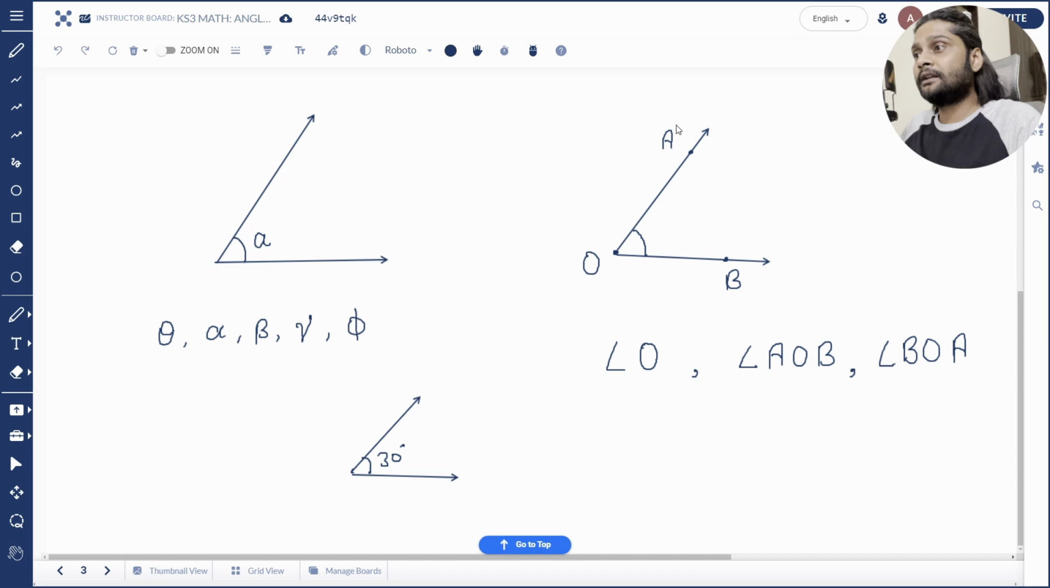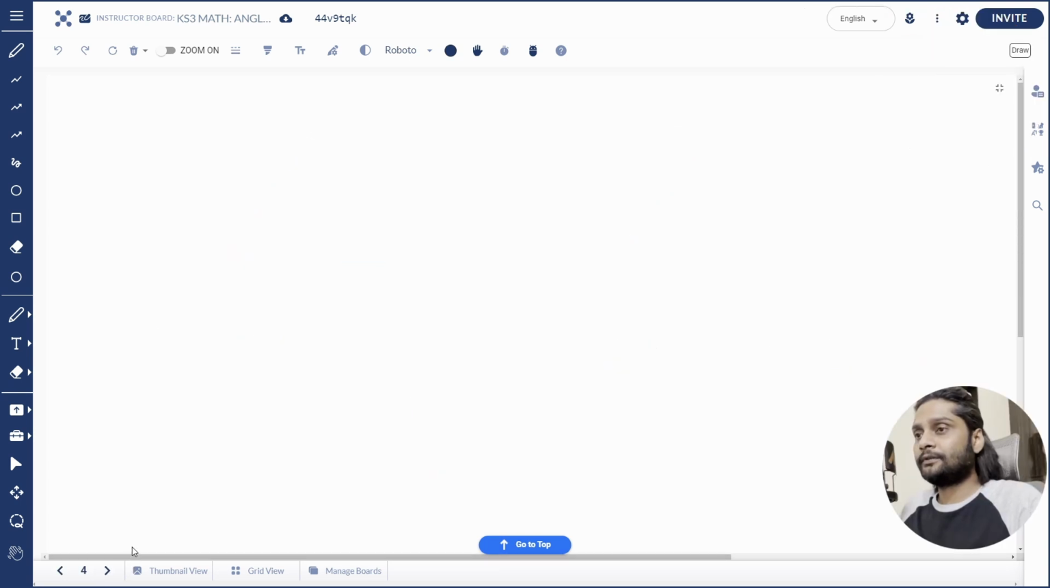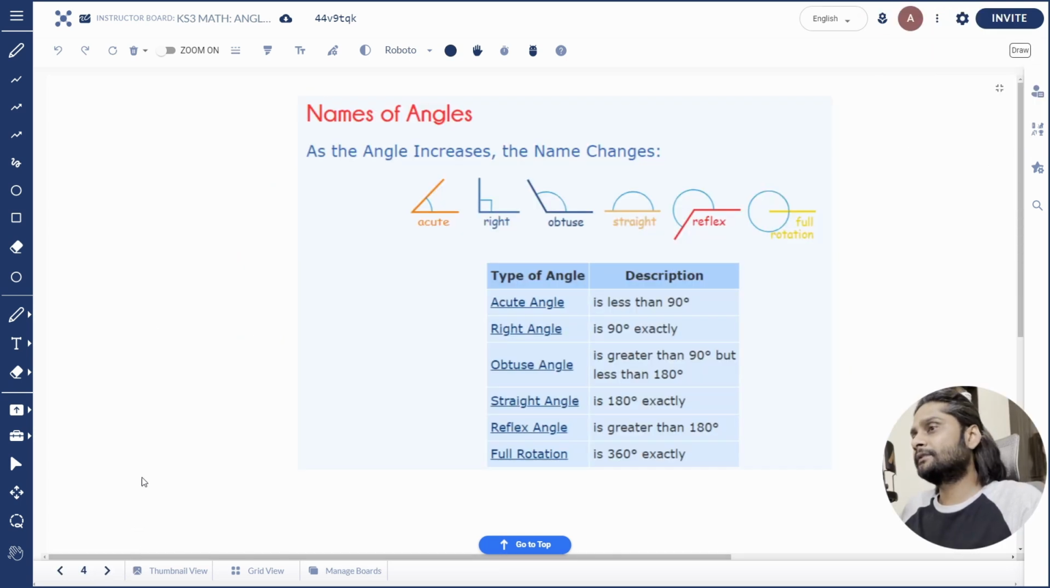But sometimes they might give the vertices, like the vertex as well as some points lying on those lines. Then you need to represent them using these alphabets. We'll discuss more examples and then that will be clear. For now, let's continue with types of angles. There exist different types of angles based on their measurement. So students, any angle which is less than 90 degree is said to be the acute angle.